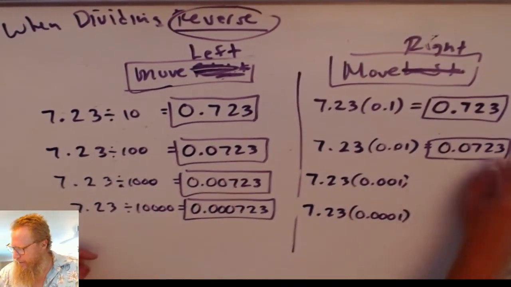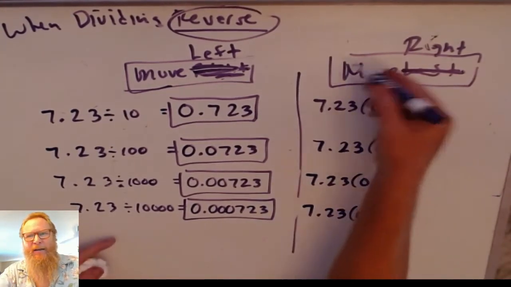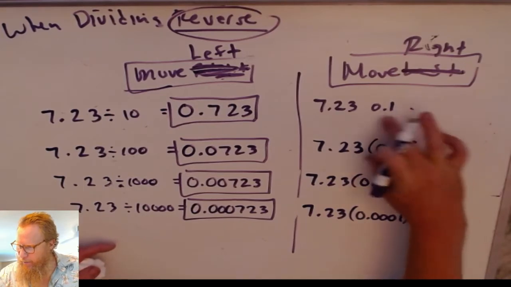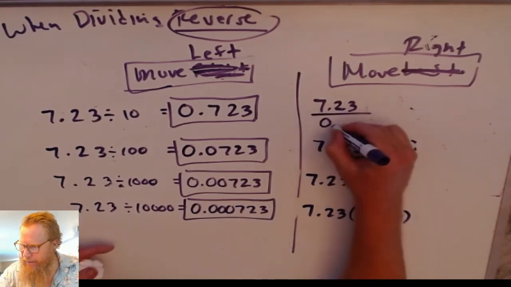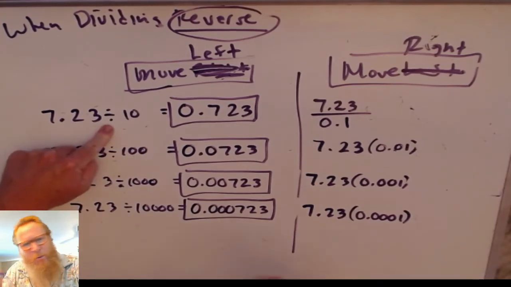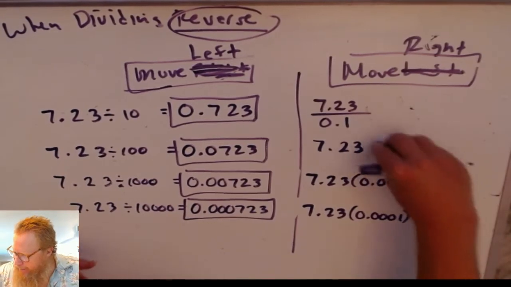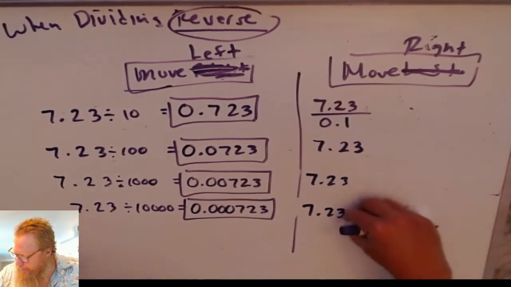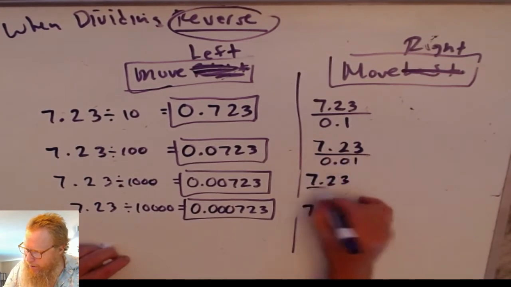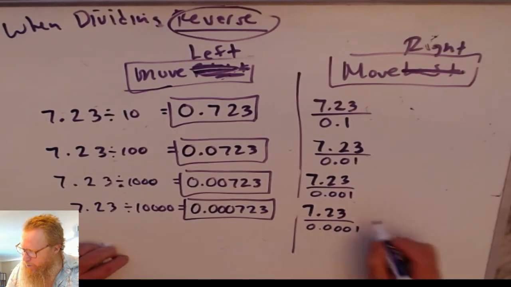Similarly, over here, if I change all of these to divisions, by the way, there's another way to write division. I could just write it like this. It means the same thing as the old school quotient symbol. You just write it as a fraction. So I'm going to write all of these as fractions. So this one will be 0.01, this one will be 0.001, this one will be 0.0001.